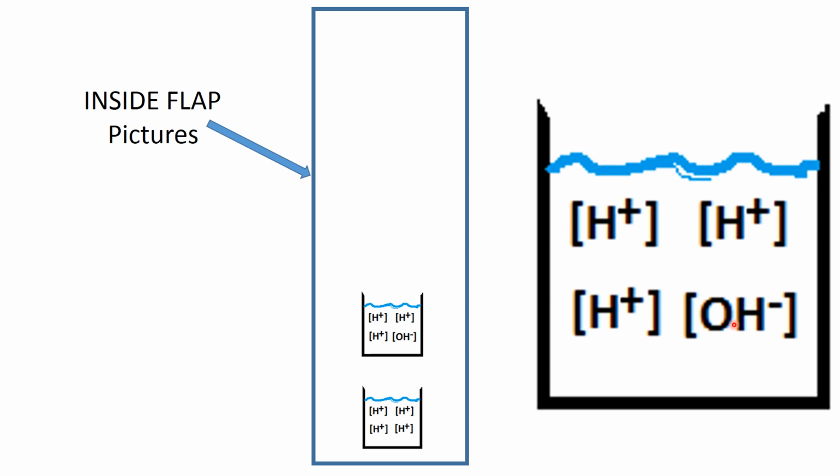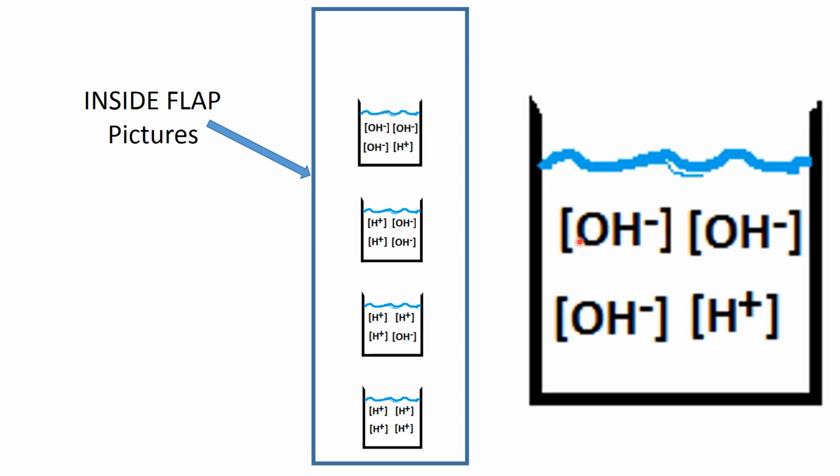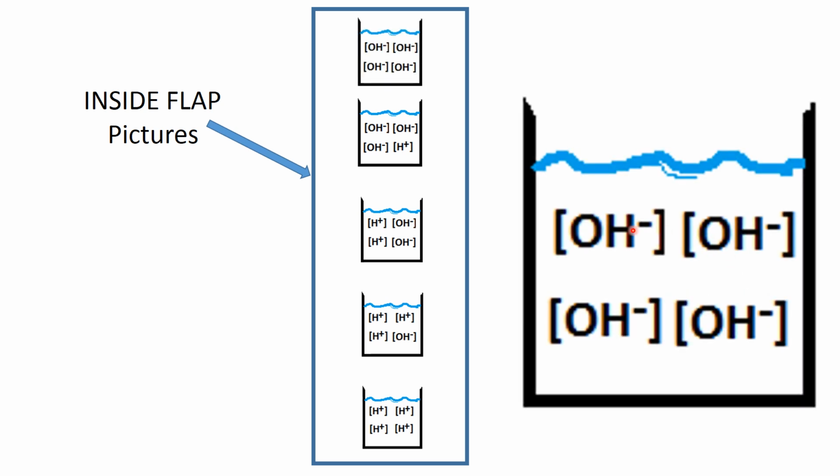When we get to a neutral solution, we have 1 H, 1 OH, 1 H, 1 OH. So we have an equal number. The number is equal for OH and H. You can see the trend developing here. As we move up one more, we are mostly OH and only 1 H here. And as we get all the way to the top, we're now mostly OHs, or all OHs. So this would be up around the 13 or 14 region of the pH scale.